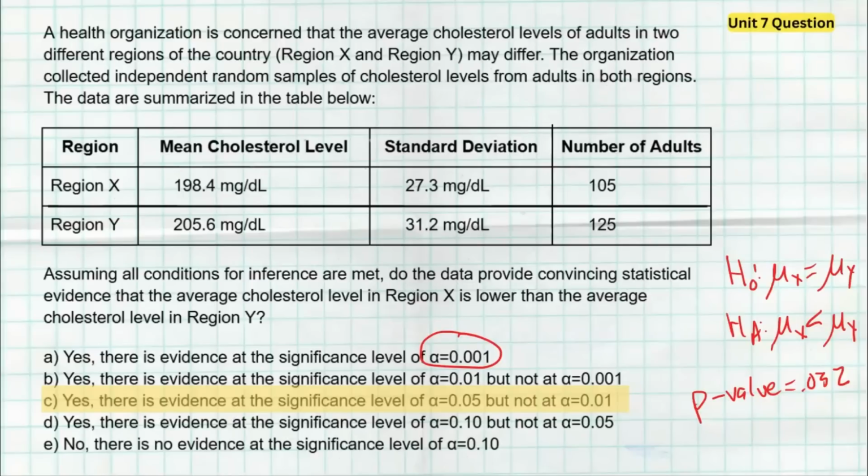C is the correct answer. Yes, there is evidence at the 0.05 level, because 0.032 is less than 0.05. So we'd say, yes, there is evidence that X is less than Y, but not at the 0.01. And then D is wrong, because it says yes, there is evidence at the 0.01, but not the 0.05. Well, actually, no, there would be evidence at both of those levels, because at an alpha level of 0.01 and 0.05, our p-value is less than both of those. So it would be, yes, there is evidence at both of those, not one or not the other. And then E says no, there's not evidence at the 0.1 level, and that's wrong, because at the 0.1 level, there is evidence because our p-value is less than it.